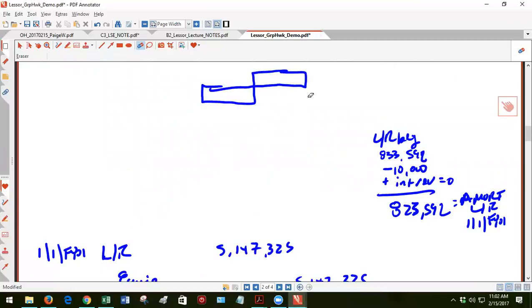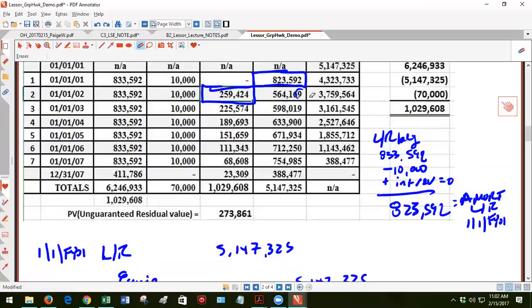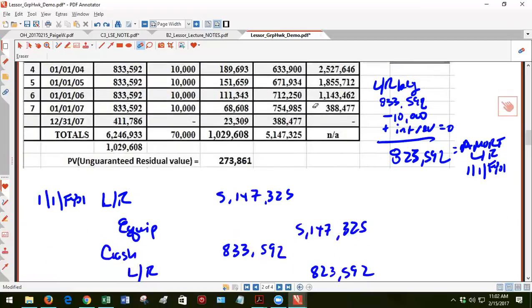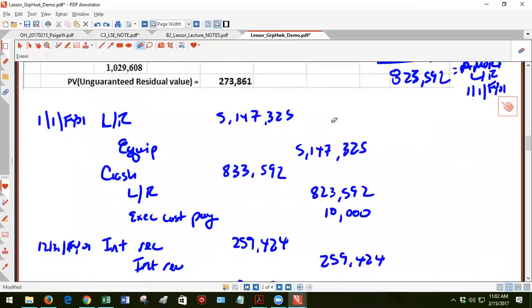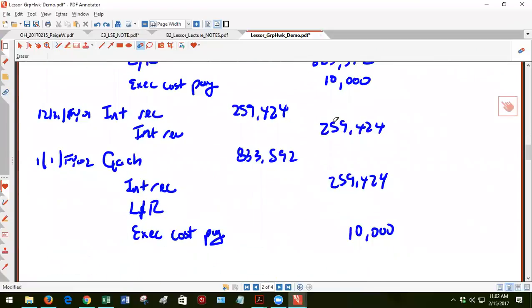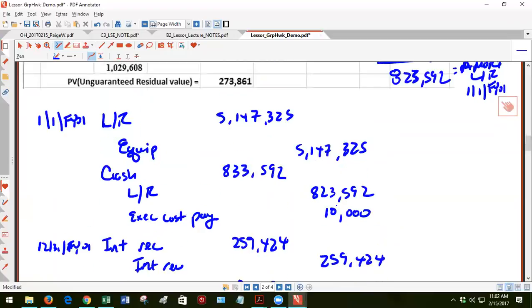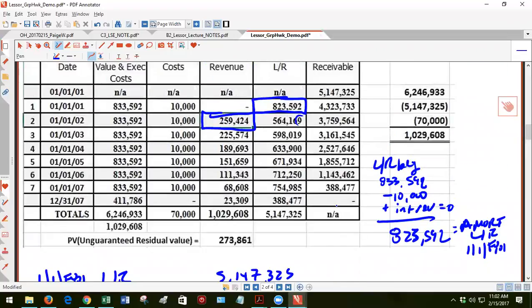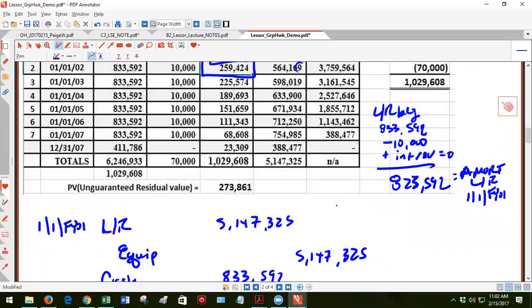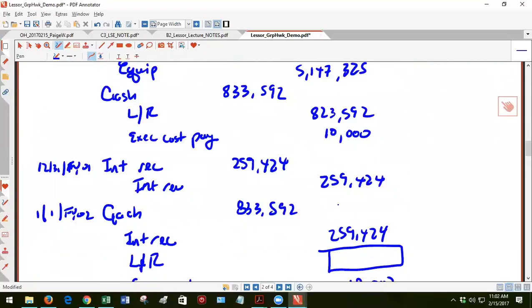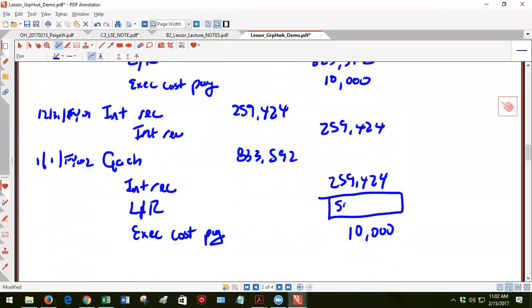Oh man, snap, that was not good. Okay, I erased the whole schedule with this annotator, so that's not good. But you get the idea that this is a plug number here, and it should be to the nearest dollar in your schedule, but sometimes there's pennies back there that round. So it looks like it's 564,168, I think, yeah, that's right.